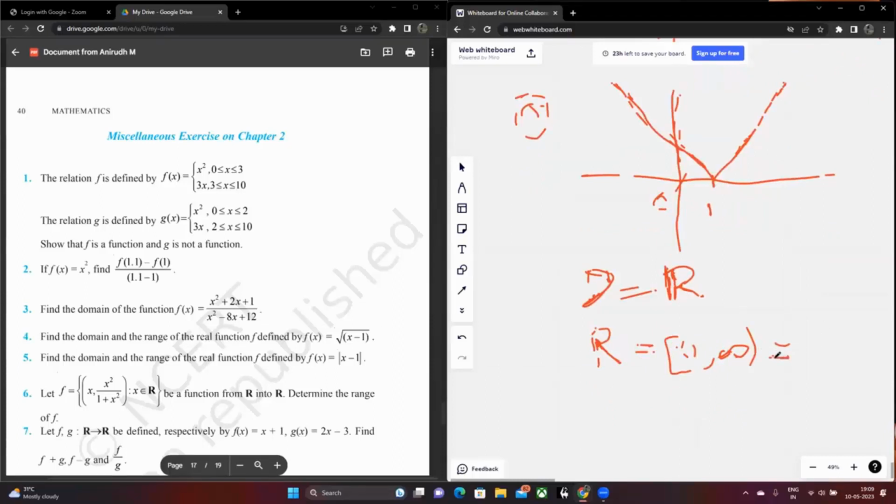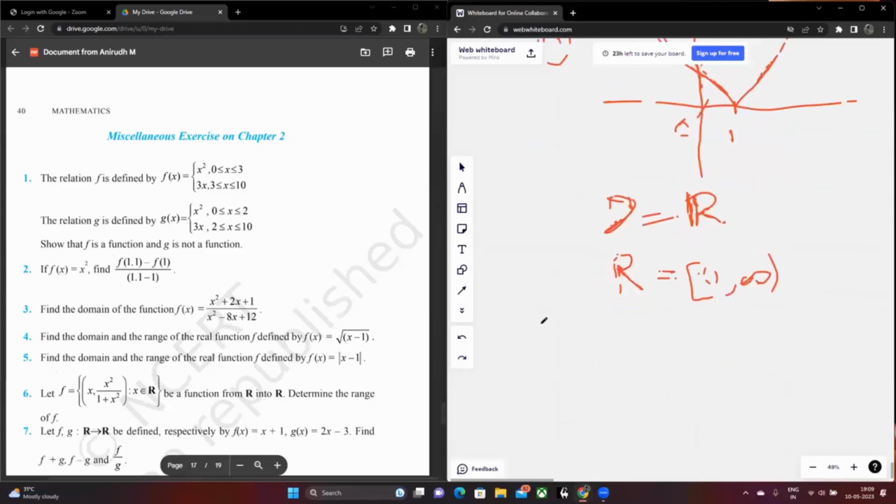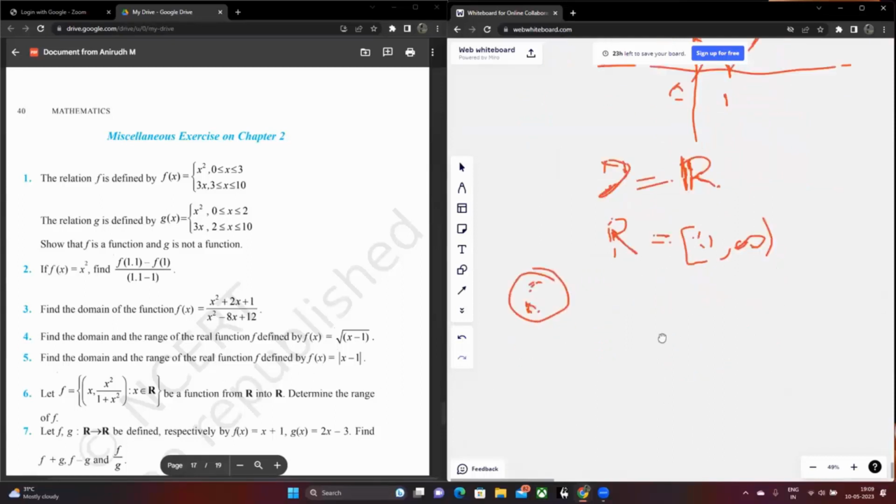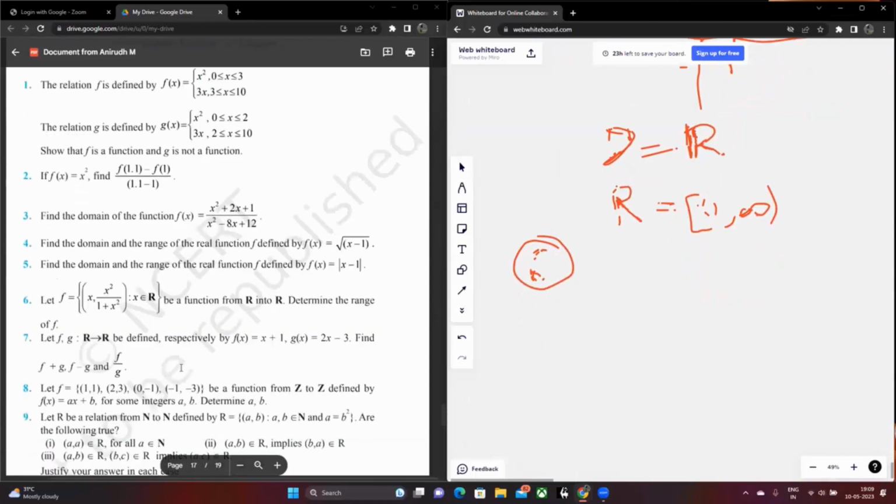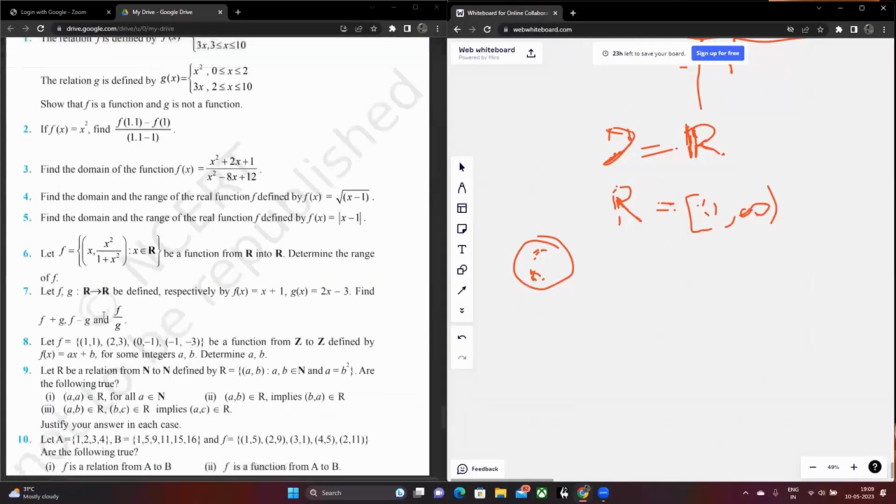We can also write this as R0. That's question number 5. Now going to question number 6. We are halfway through. Now it's (x, x square by 1 plus x square). Determine the range of f.